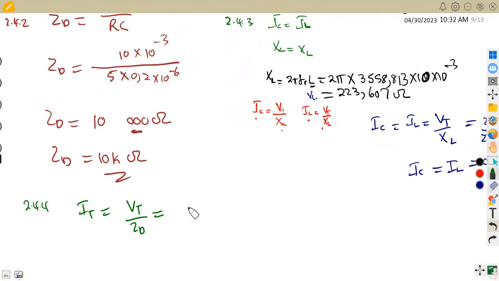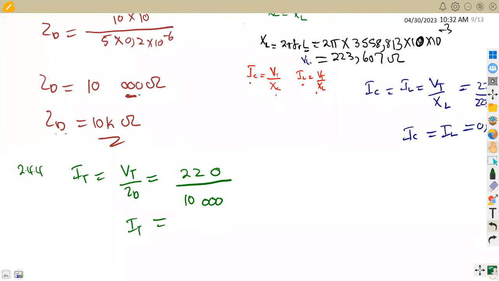So this is going to be 220 divided by the dynamic impedance, which is 10,000, or 10 times 10 to the exponent of 3. So this is going to give us the total current of the circuit in amps. Take note about the units that you are using, all right? So IT is going to be 0.022 amps, all right? So you can have it like this, or you can write it in milliamps, which is 22 milliamps in this case. All right, so this was our question.